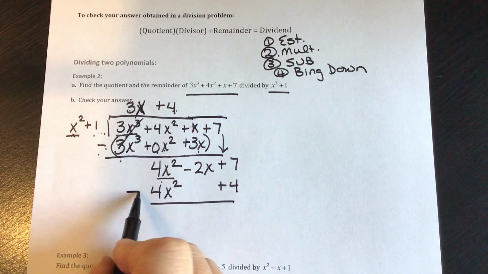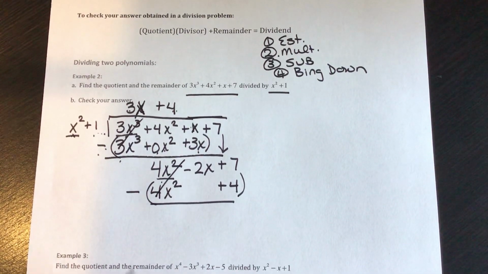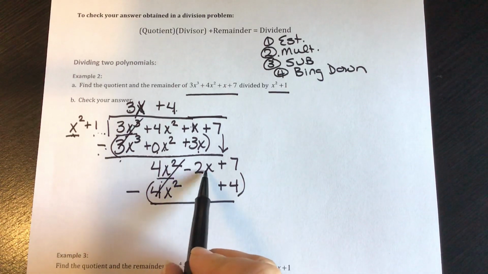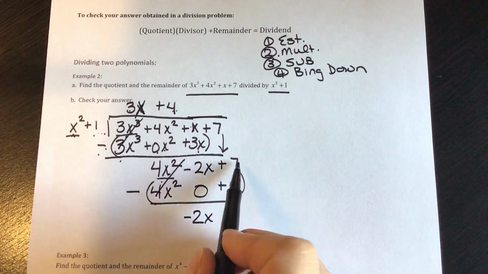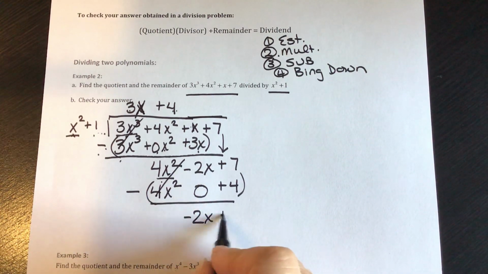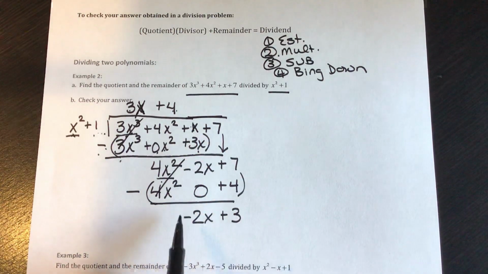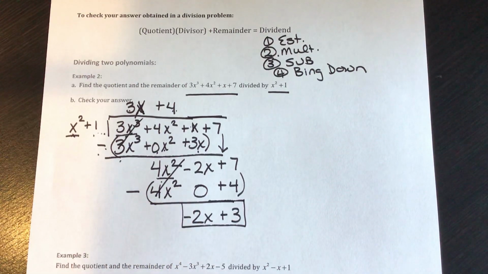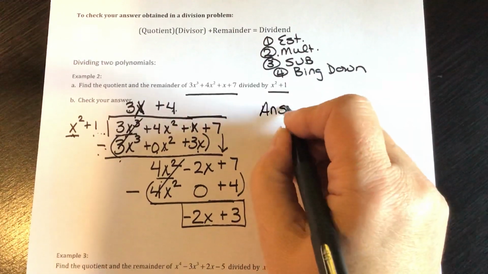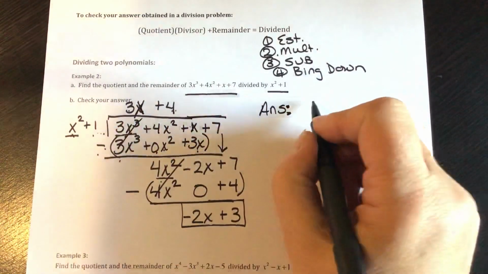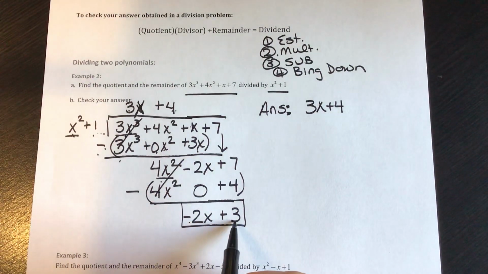I'm going to subtract this whole quantity. My 4x squared minus 4x squared are going to cancel. I have minus 2x minus nothing, so that's minus 2x. And 7 minus 4 is positive 3. So I don't have any other numbers to bring down, so this part right here is my remainder. So my answer, I would say I have 3x plus 4, remainder negative 2x plus 3.